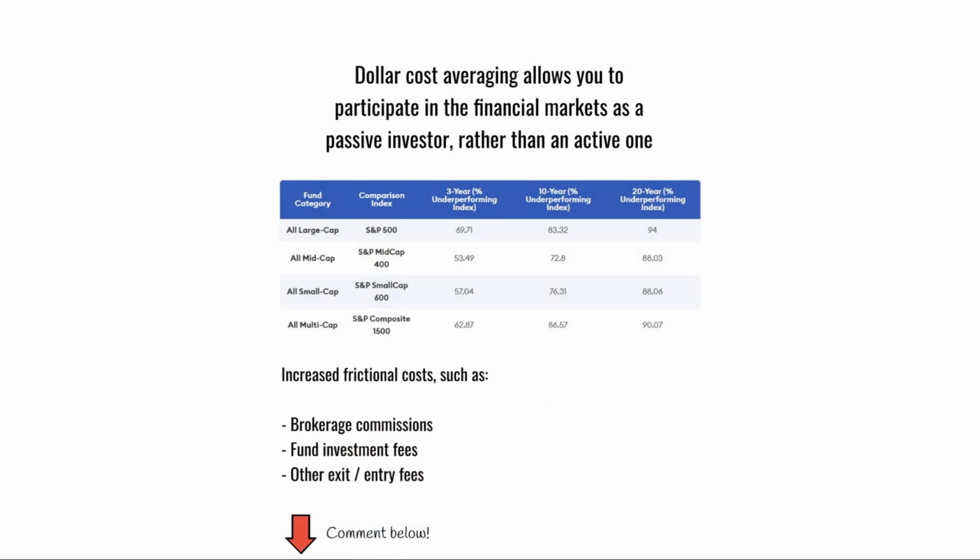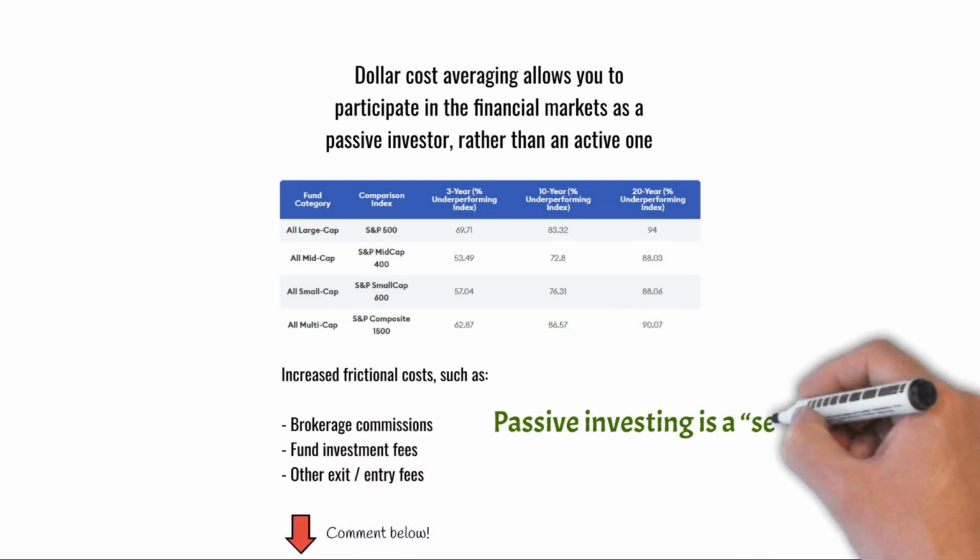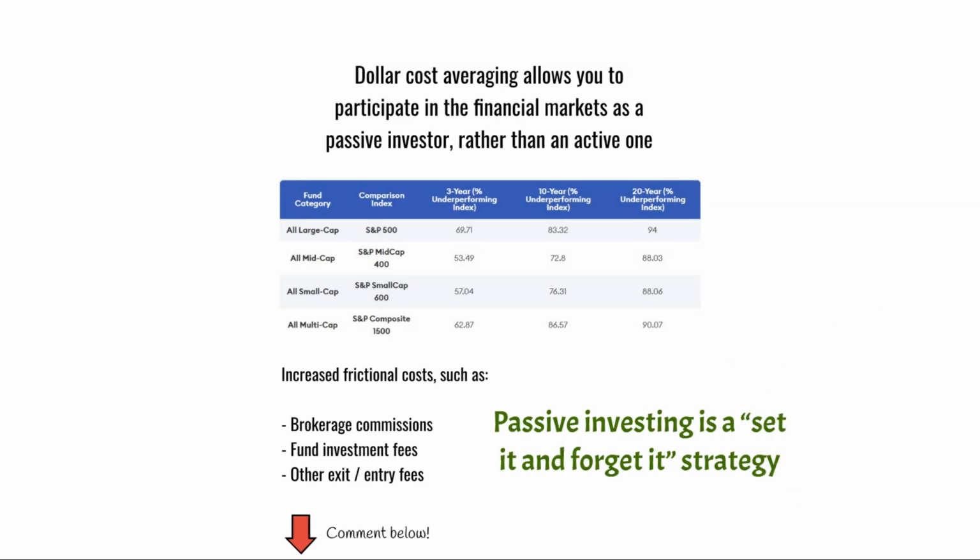Passive investing is a set it and forget it strategy that allows you to let your investments compound over a long period of time. More importantly, it frees you to pursue other interests, such as establishing your own business or spending time with your family. If you dollar cost average passively over a long period of time into the wider market, history tells us that you're almost guaranteed to beat 99% of all active strategies out there.